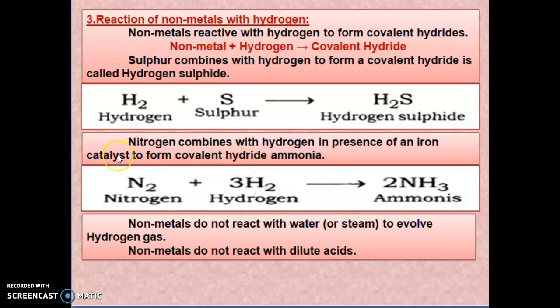So what is a catalyst? A catalyst is a substance that does not take part in the chemical reaction, but it speeds up the reaction. Here the iron acts as a catalyst. Iron does not take part in this reaction, it just speeds up the reaction. So N2 plus 3H2 gives 2NH3, that is ammonia.